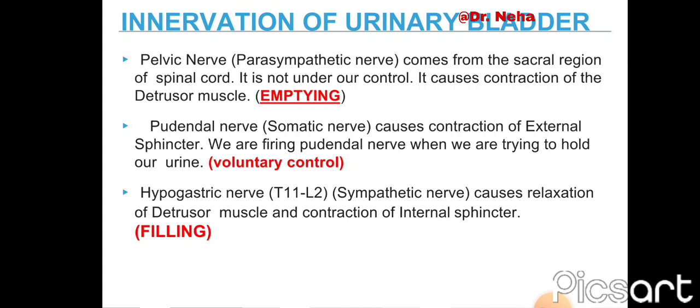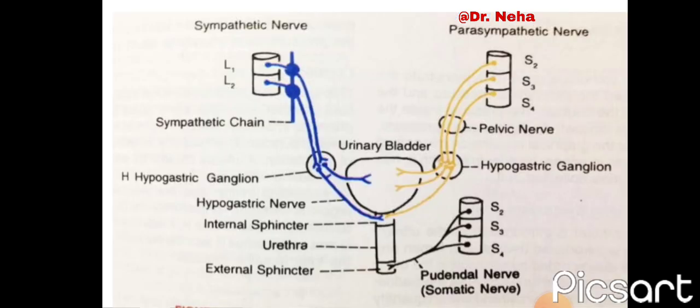The nerve of voluntary control is the pudendal nerve, which is a somatic nerve. It causes contraction of the external sphincter. We are firing the pudendal nerve when we are trying to hold our urine. Then the nerve of filling is the hypogastric nerve, which comes from T11 to L2 segments, that is the sympathetic nerve, which causes relaxation of the detrusor muscle and contraction of the internal sphincter. So here we can see the sympathetic, parasympathetic and the somatic nerve innervation of the bladder.